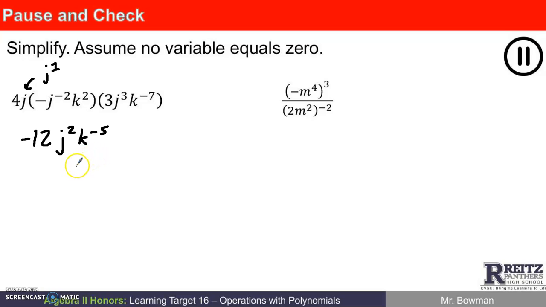Now I've combined everything. I only have one base with one exponent for each base, but I'm not okay with the k to the negative fifth in my answer. So I need to remember that k to the negative fifth means 1 over k to the fifth. I need to write my answer like negative 12 j squared all over k to the fifth power.